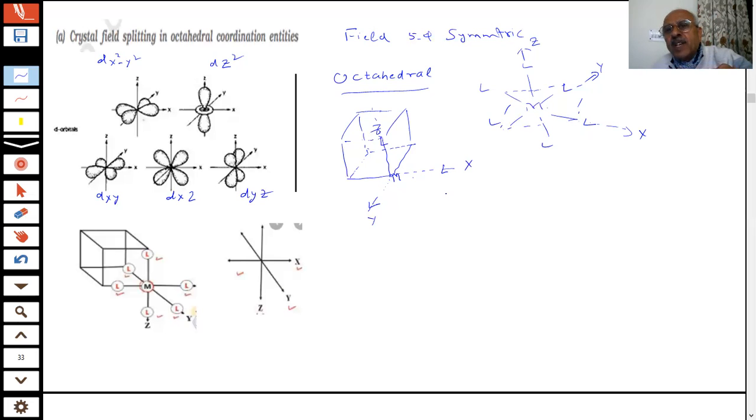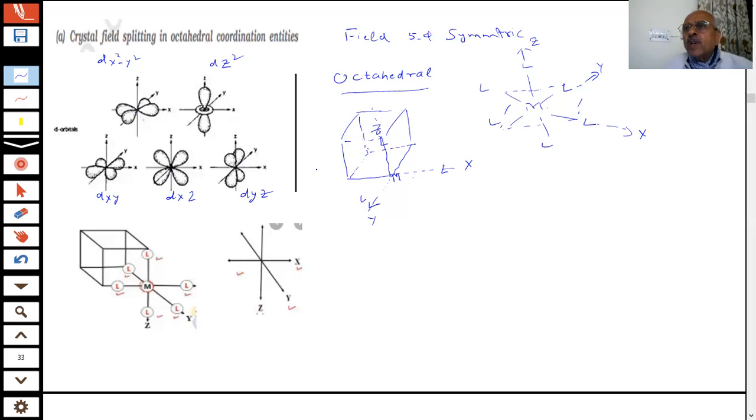As these ligands approach nearer and nearer, there are the symmetric 5D orbitals here. Three of them are located such that the electron density is more in between the axes. In the other two, the electron density is more along the axes. Which ones? The dx square minus y square and dz square.